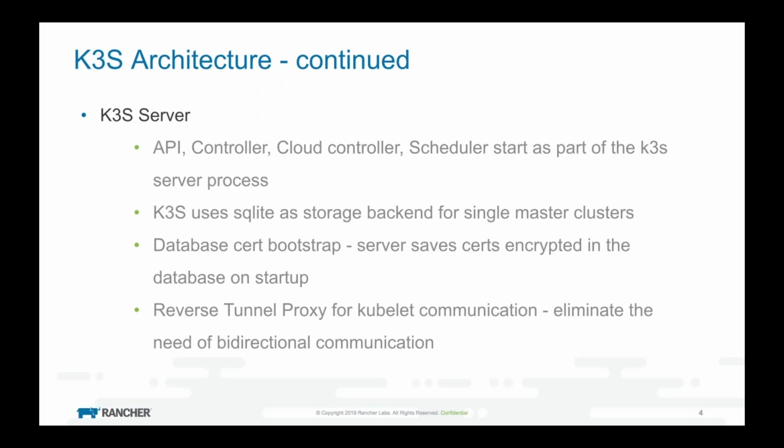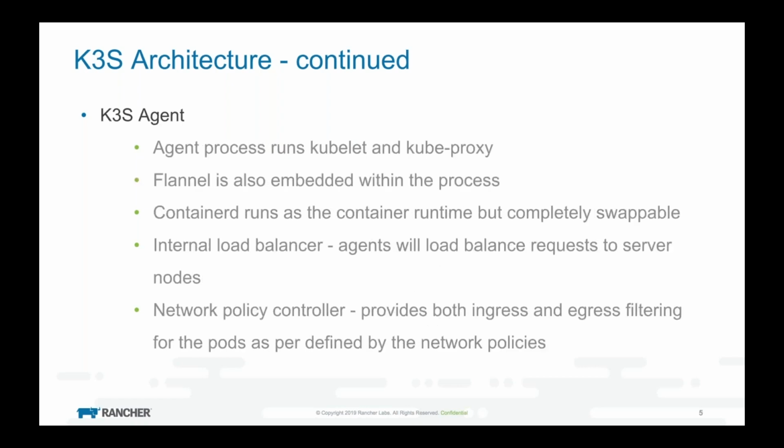It will open a connection from the kubelet to kube API, or basically from the agent to the server, and the server will reuse this tunnel communication to communicate back to the kubelet. So you don't have to open any firewall or do anything specific to the agent to enable communication back from the server. As we mentioned, the agent runs kubelet and kubeproxy, which are the worker components for Kubernetes.